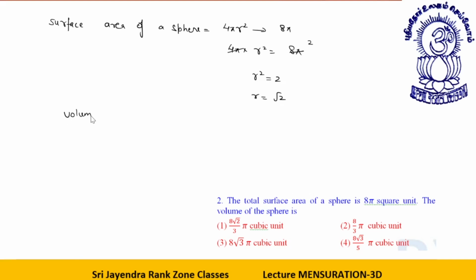Now you need to determine the volume of the sphere. Volume of the sphere is 4 by 3 pi r cube. That is 4 by 3 into pi. R cube is 2 root 2. So that gives you 8 root 2 pi by 3, option number 1. This is your answer. Okay, dear students, let's proceed to the next one.